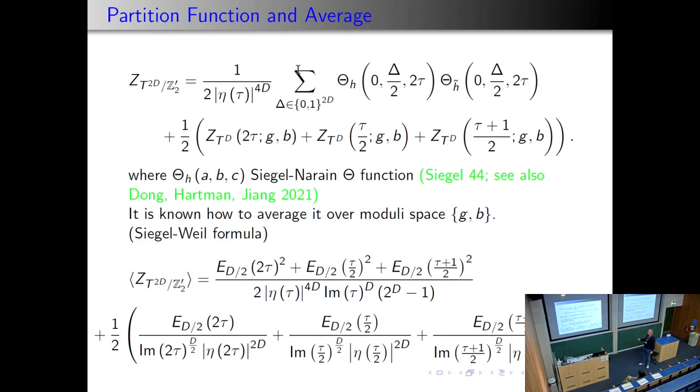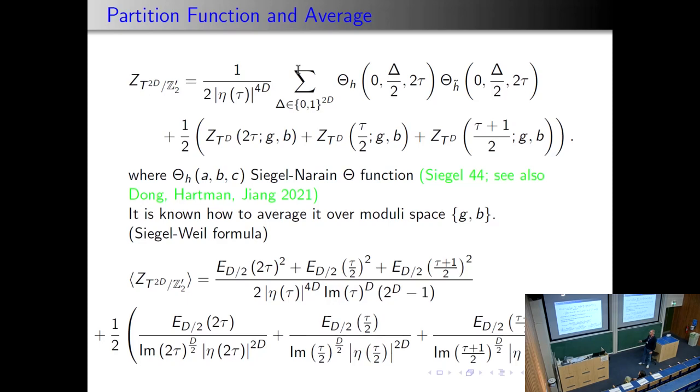And we have just seen that the measure factorizes into terms with a tilde and without a tilde, and you can do the same for the partition function. And these theta h's are kind of generalized Siegel-Narain theta functions. They were of course introduced by Siegel, but also appeared in a paper of Dong, Hartman, and Zhang, who actually looked at marginal deformations of Wess-Zumino-Witten models and took averages there. So they also had to look at these generalized theta functions, and they actually also derived averages for those, and this is quite convenient. And in our case, one can actually also rewrite the averages, so one doesn't get this immediately, one still has to do some work to rewrite the averages in terms of Siegel-Narain theta functions.